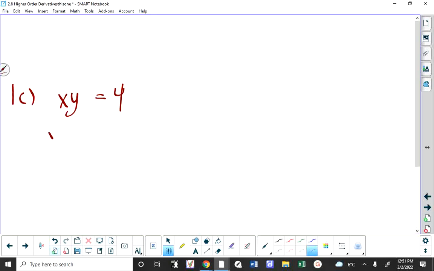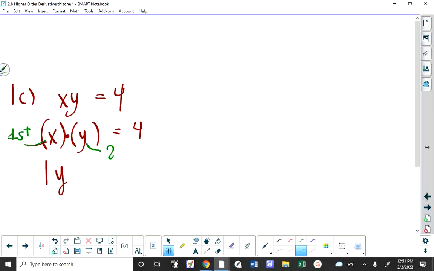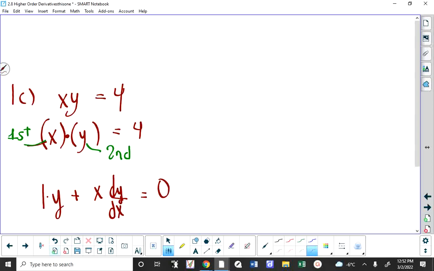But I'm going to use implicit differentiation, and in order to make it work, I have to remember that xy is a product. So the derivative of the first is 1 times the second. Just to be clear here, this is the first, this is the second. So the derivative of the first is the derivative of x, which is 1, times the second, y, plus the first, which is x, times the derivative of the second, which is dy/dx, and this is equal to the derivative of 4, which is 0. So is that line okay, Demi?